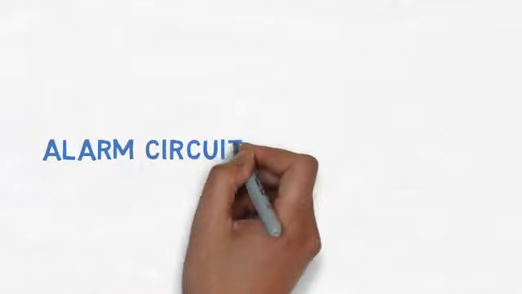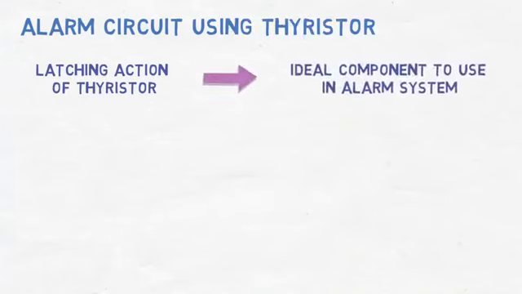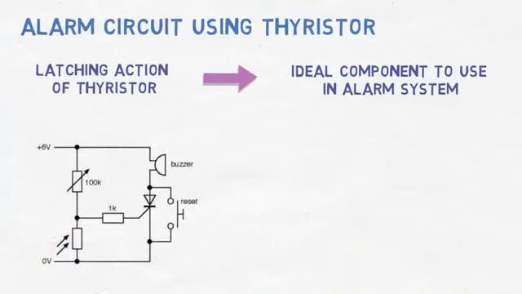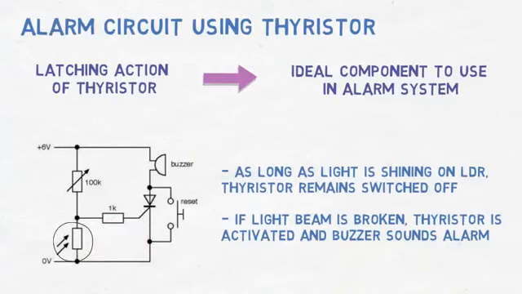Moving on to look at the alarm circuit that uses a thyristor. The latching action of a thyristor means that it is an ideal component to use in an alarm system. In the circuit diagram, as long as the light is shining on the LDR, the thyristor remains switched off. If the light beam is broken, the thyristor is activated and the buzzer will sound.